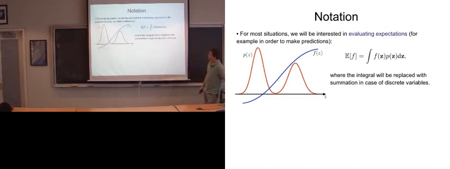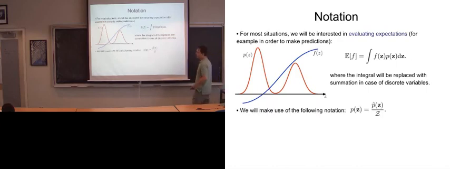For many situations, we're going to be interested in evaluating expectations. Most of the things that we do in machine learning is evaluating expectations. You'd be surprised. For example, for making predictions. Typically, we're going to have some high-dimensional integral. We're going to have some function and some probability distribution, and we're evaluating expectations of that function. For discrete random variables, you're going to be replacing it with a sum. I'm going to be using them interchangeably because the meaning basically remains the same.